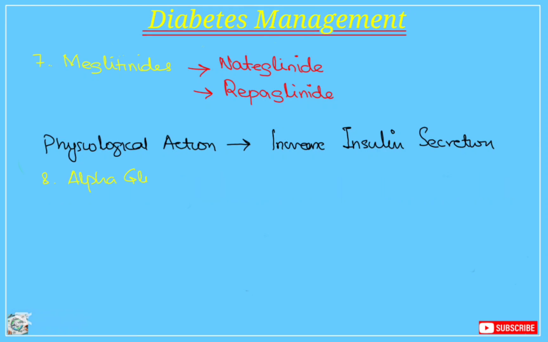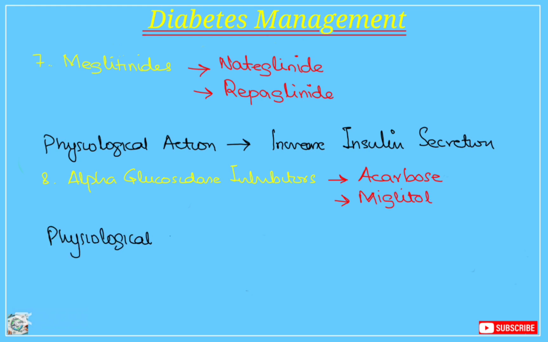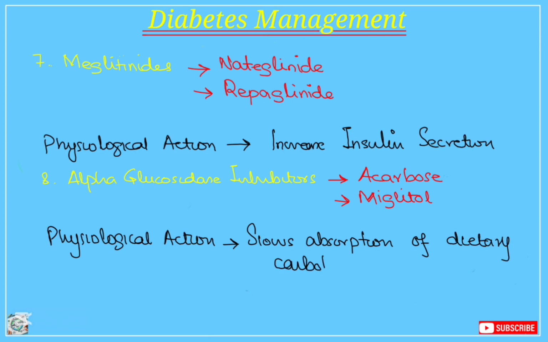The eighth class of medication is alpha-glucosidase inhibitors. This class includes acarbose and miglitol. Alpha-glucosidase inhibitors work by slowing the absorption of dietary carbohydrates in the small intestine. They do this by inhibiting the action of the alpha-glucosidase enzymes, which are responsible for breaking down complex carbohydrates like starches into simple sugars such as glucose. By slowing down this process, alpha-glucosidase inhibitors delay the breakdown of carbohydrates into glucose.